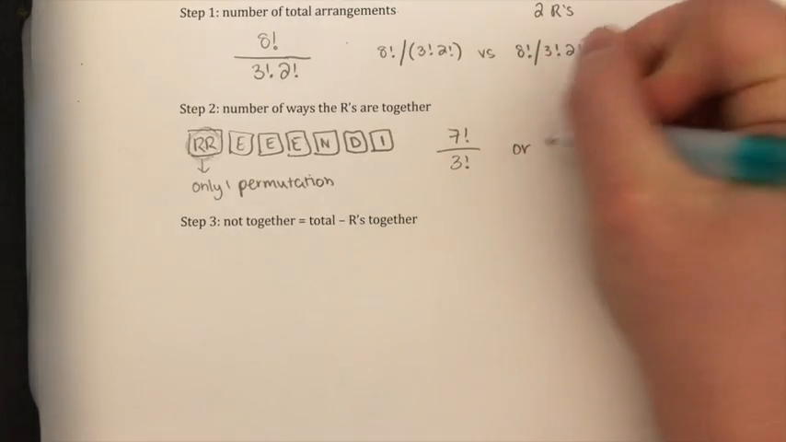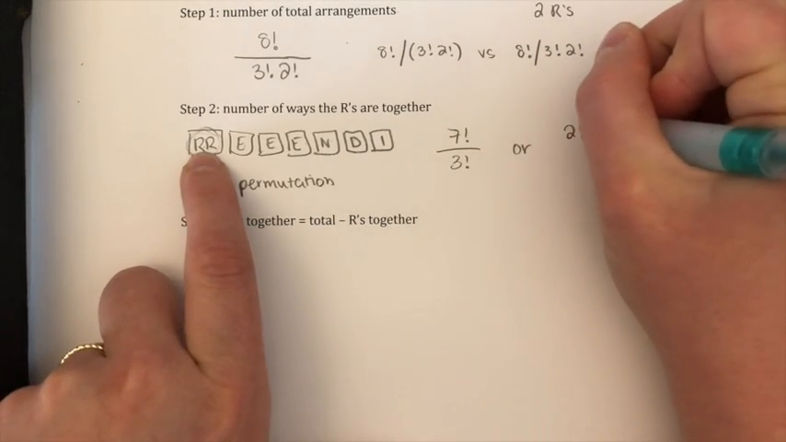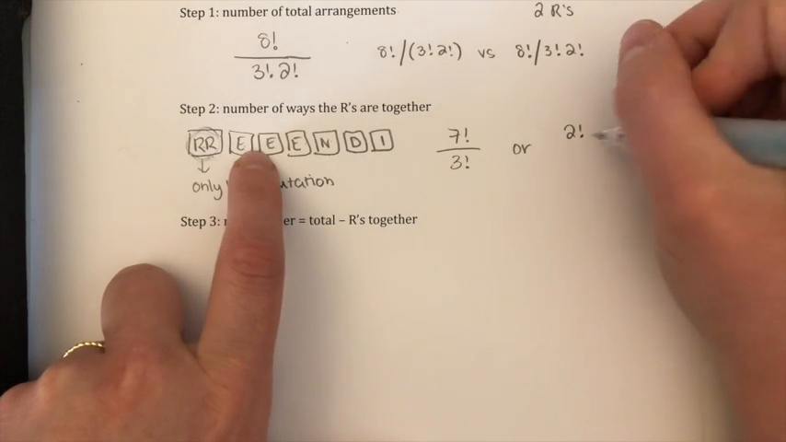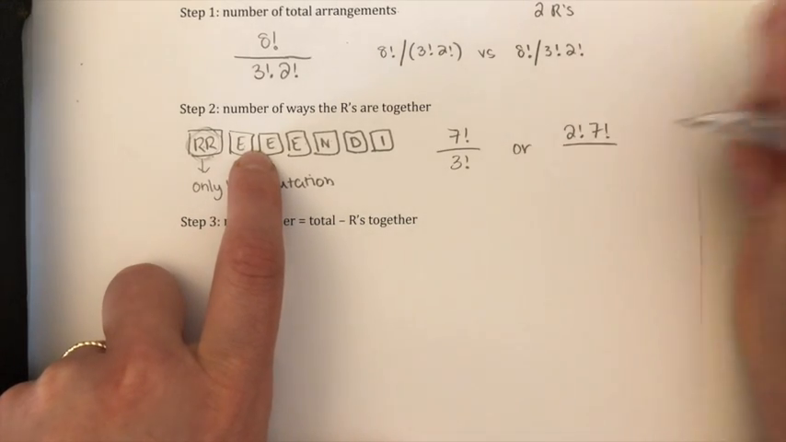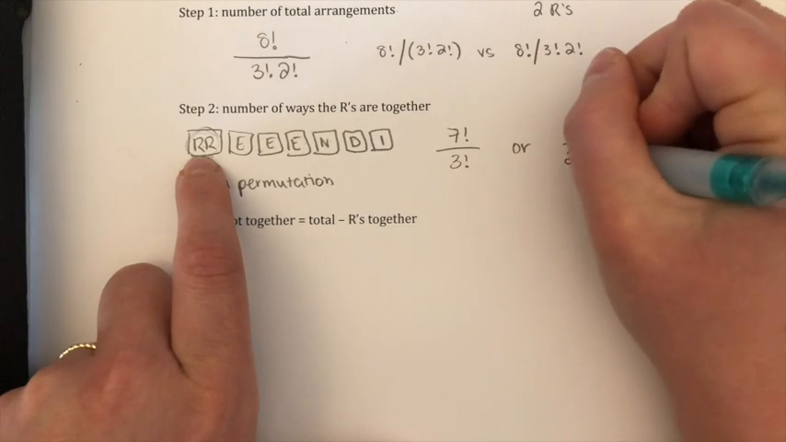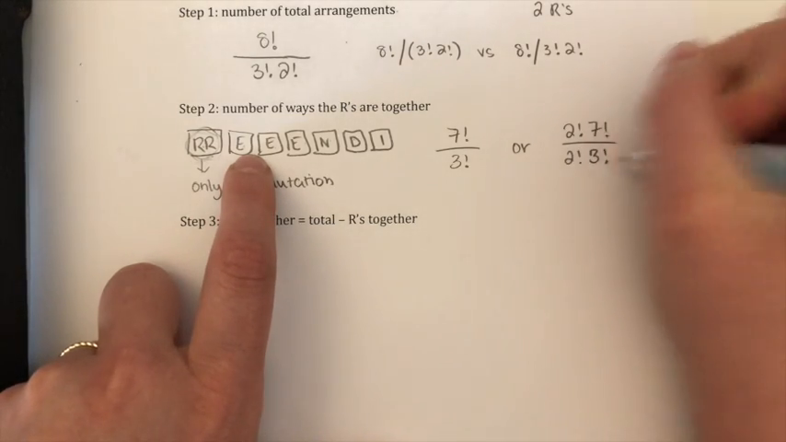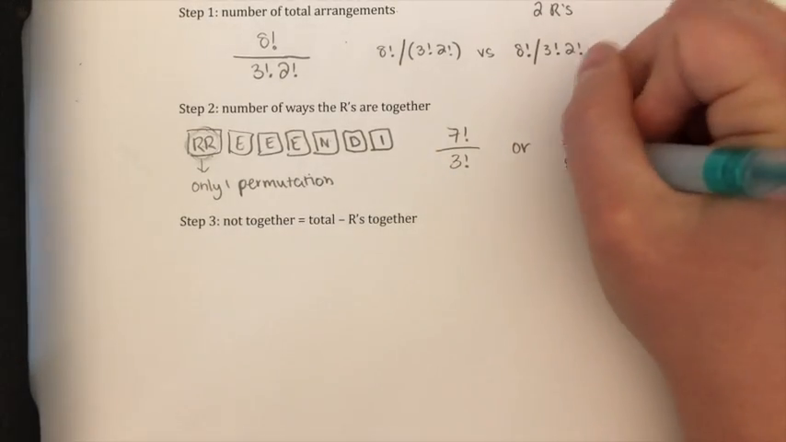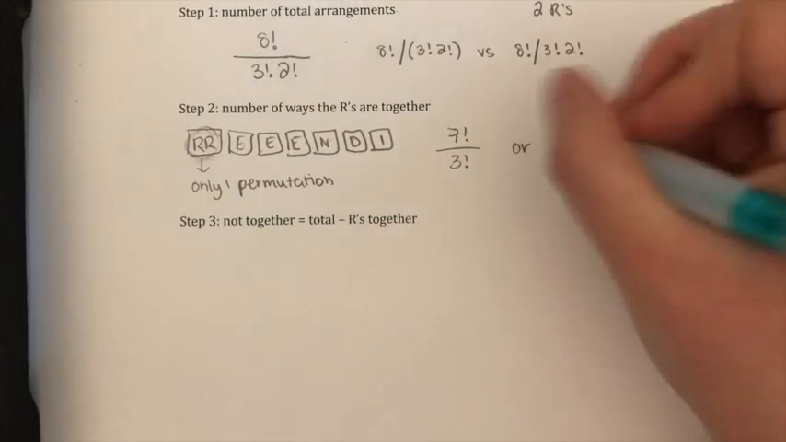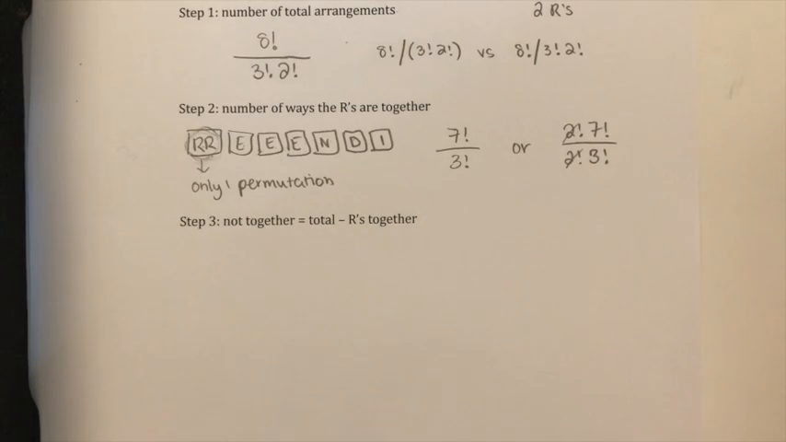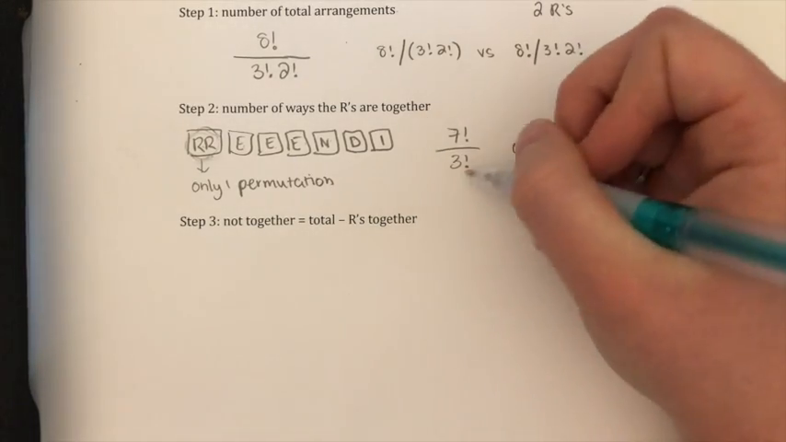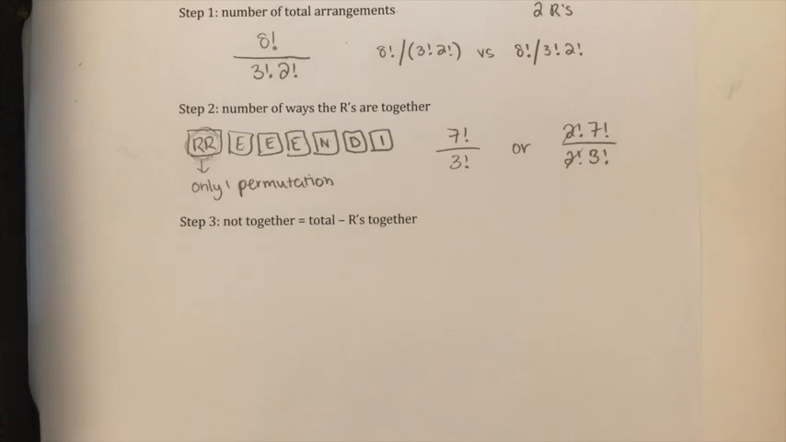Another way that we could look at it is normally we'd say there's 2 factorial ways to arrange the R's, and then 7 factorial ways to arrange everything else, divided by the 2 factorial for the R repetition and the 3 factorial for the E repetition. These 2 factorials would cancel. So either way you want to think about it, that would work. I'm going to move forward with this because it's simpler.